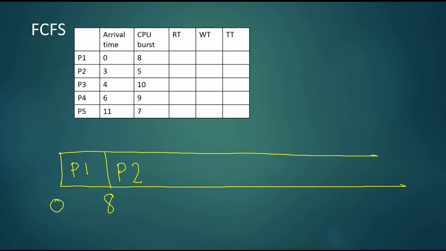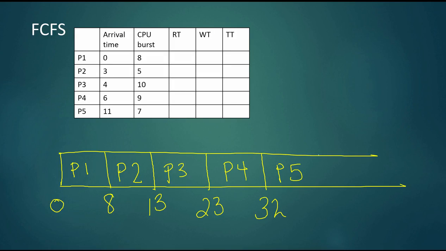So P2 goes next on the processor and will go until time 13, followed by P3, which will get on the processor for 10 time units until time 23, P4 until time 32, and P5 until time 39.